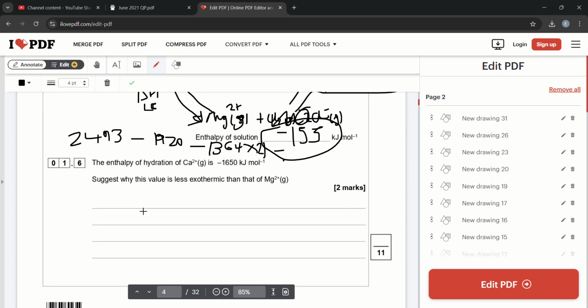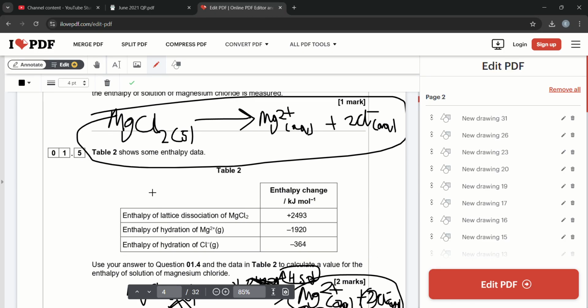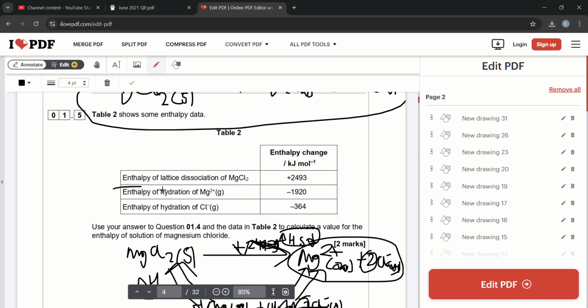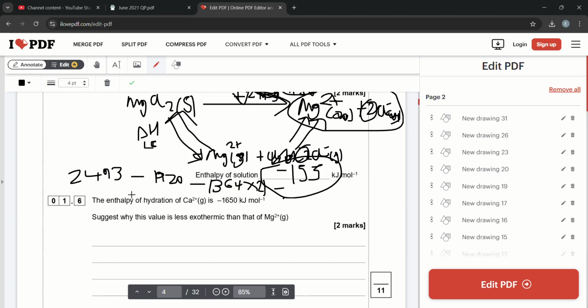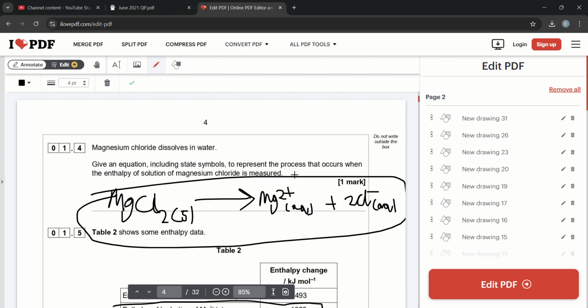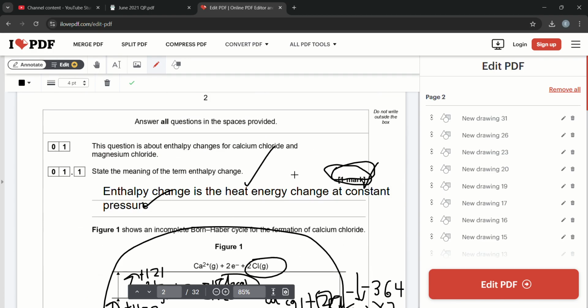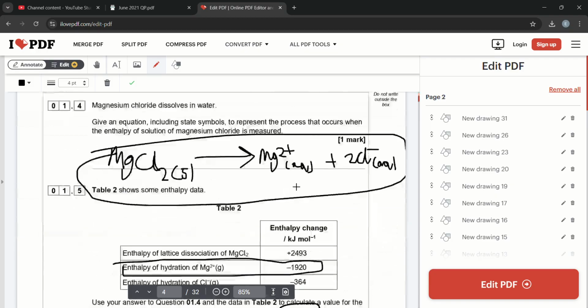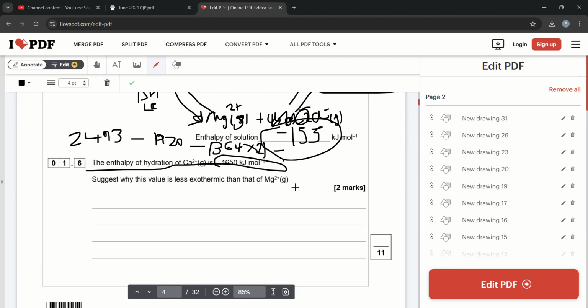And then 1.6 says enthalpy of hydration of Ca2+ gas is minus 1650 kilojoules per mole to the power minus 1. Suggest why this value is less exothermic than that of Mg2+. Well, enthalpy of hydration of Ca2+ is minus 1650. So why is this value less exothermic than this value? Well, does it give us any information here? Not really. But if we look at the ion sizes, we'll find out.